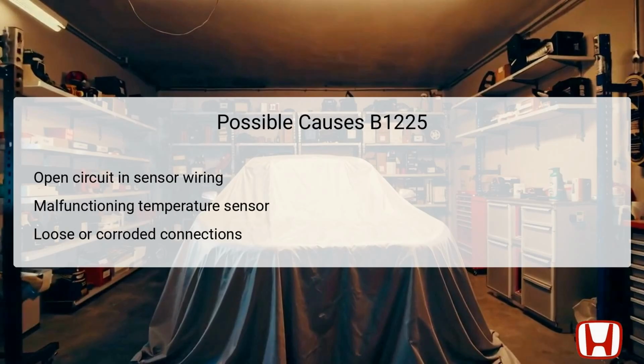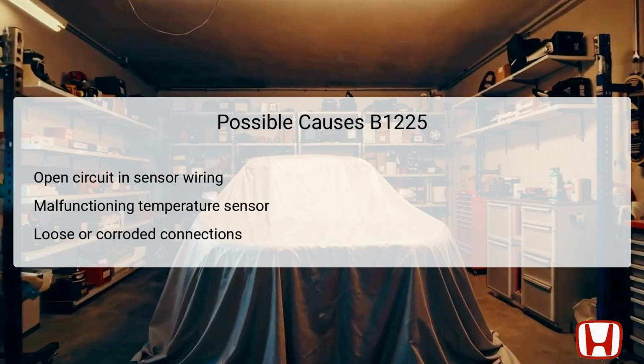Various factors may contribute to the triggering of DTC B1225, primarily focusing on the wiring and components associated with the in-car temperature sensor. One potential cause is an open circuit within the sensor's wiring, which prevents the climate control unit from receiving the necessary input. This could occur due to physical wear, abrasion, or even critter damage to the wires.